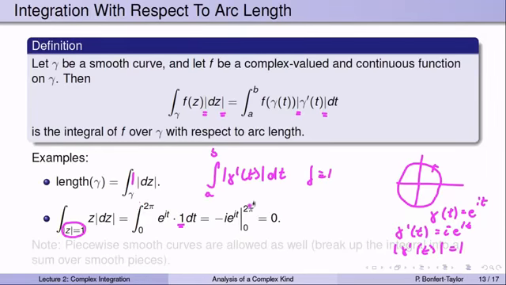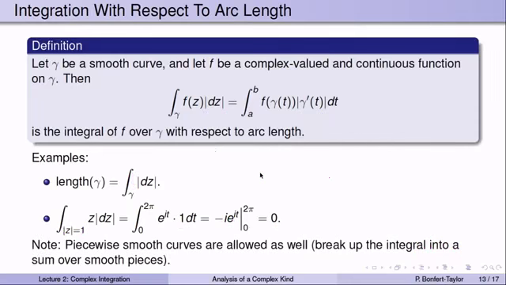And then the derivative of e to the it, we found last class, is i times e to the it. We integrate that from 0 to 2 pi and find minus i times e to the 2 pi i plus i times e to the 0, and those terms cancel each other out and we end up with 0. Note that we could have also used piecewise smooth curves in all of the above. We would have broken out the integral into the sum over smooth pieces as before.